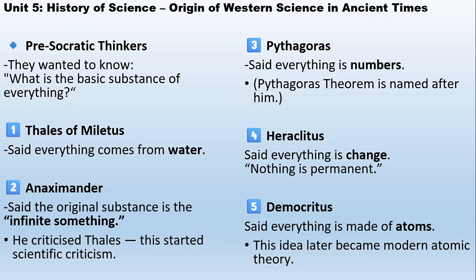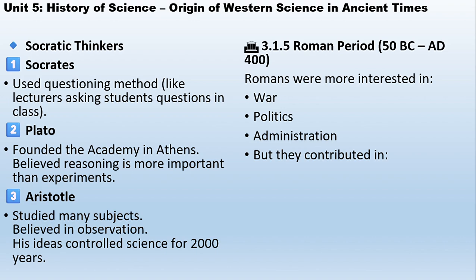So these are the five philosophers under the pre-Socratic thinkers: Thales of Miletus, Anaximander, Pythagoras, Heraclitus, Democritus. Thales of Miletus is about water, Anaximander is about infinite something, Pythagoras is for number, Heraclitus is for change, like nothing is permanent, while Democritus is for atom. Just use that to remember them in case you see them inside your exam hall.